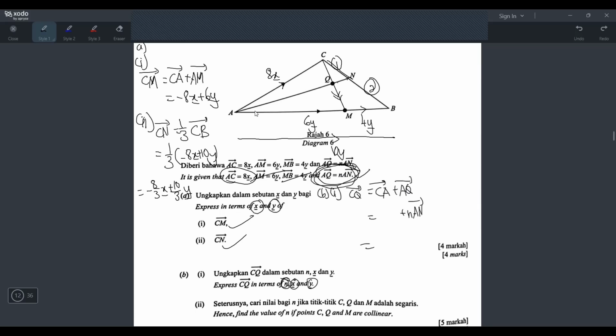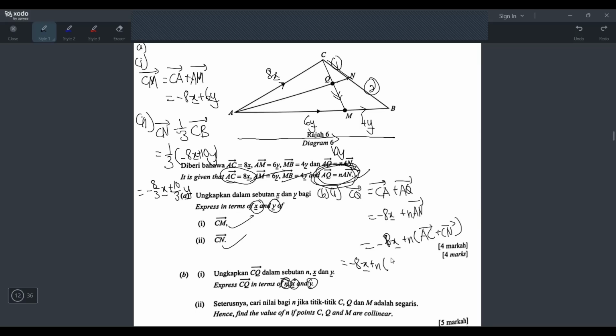So what is the CA vector? CA vector is negative 8x. And then what is the AN vector? AN vector, don't have. So how? You can do AC plus CN lah. AC vector plus CN vector, right? And then it becomes negative 8x plus n bracket.